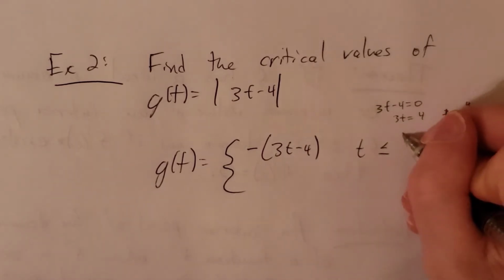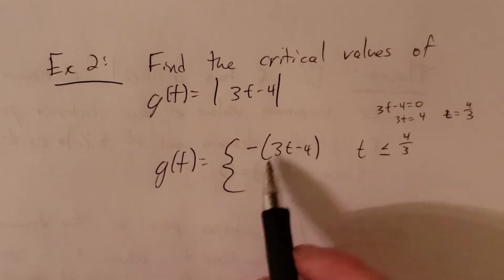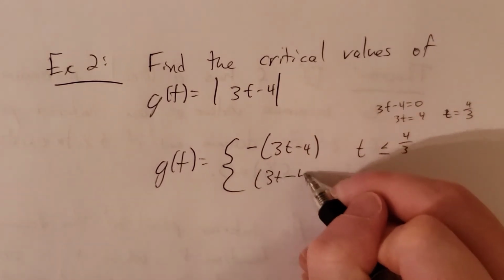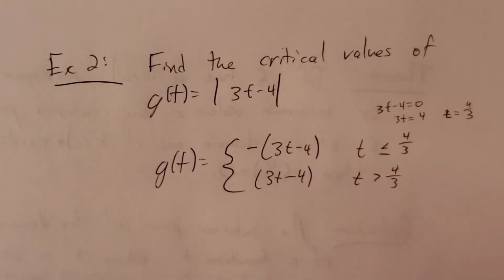So, when t is less than or equal to 4/3, we use the function negative quantity 3t minus 4. And we use the function positive 3t minus 4 when t is greater than 4/3.